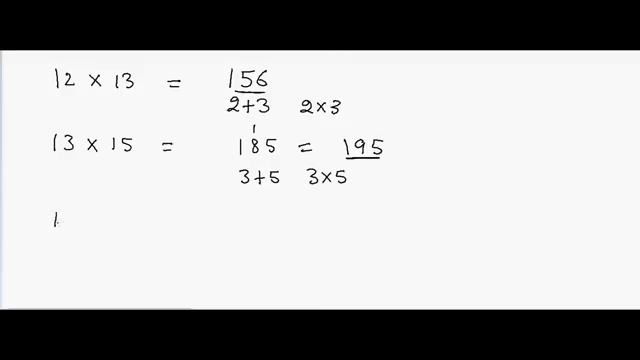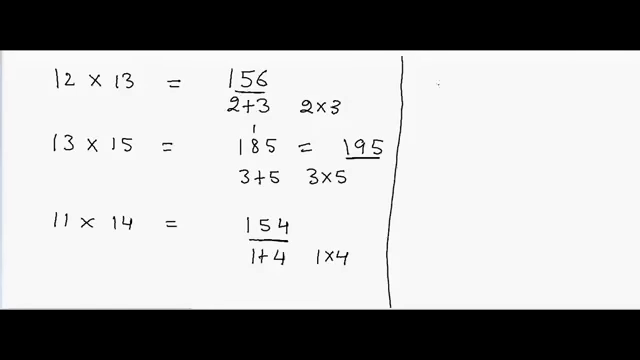Again, if I have 11 and I want to multiply by 14, then that will be equal to 1 plus 4, it's 5, and 1 into 4, that's equal to 4. The answer is 154. So how does this trick work? Let's take a look into it.